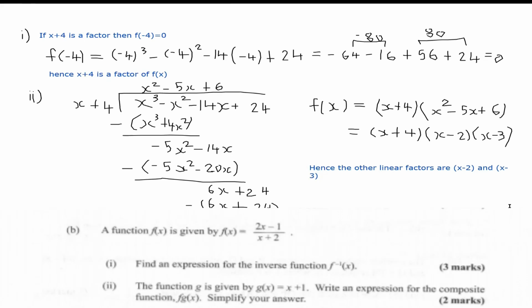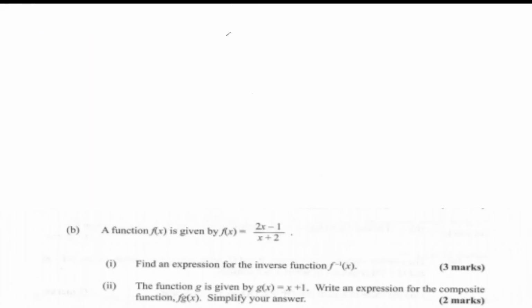Part 2. Part 2 says a function f of x is given as 2x minus 1 over x plus 2. So it tells us this is part B, and it says that f of x is equal to 2x minus 1 over x plus 2. All right, f of x is 2x minus 1 over x plus 2. And let's hear what they're asking us. The next part of the question is saying find an expression for the inverse function.